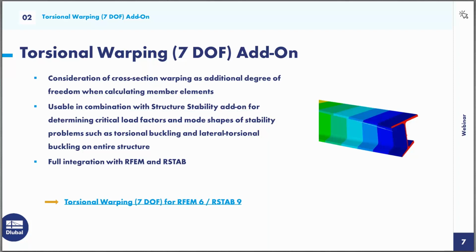So in general, we can use this add-on to consider the cross-section warping as an additional degree of freedom in the calculation of our member elements. We can use it also in combination with the Structure Stability add-on so that we can also determine critical load factors and mode shapes for the stability mode shapes like torsional buckling or lateral torsional buckling. The whole add-on is fully integrated in the programs RFEM and RSTAB.